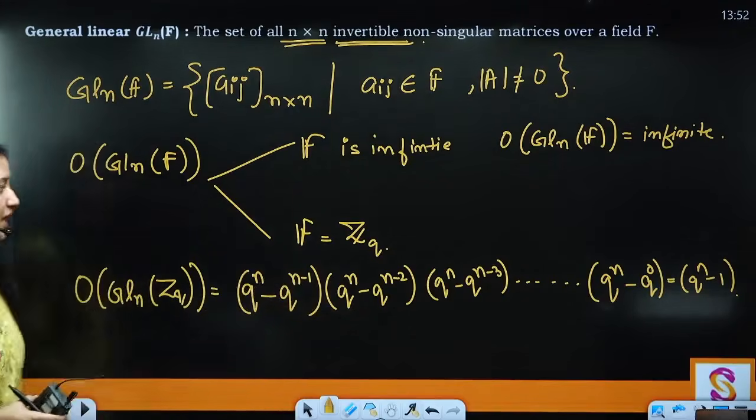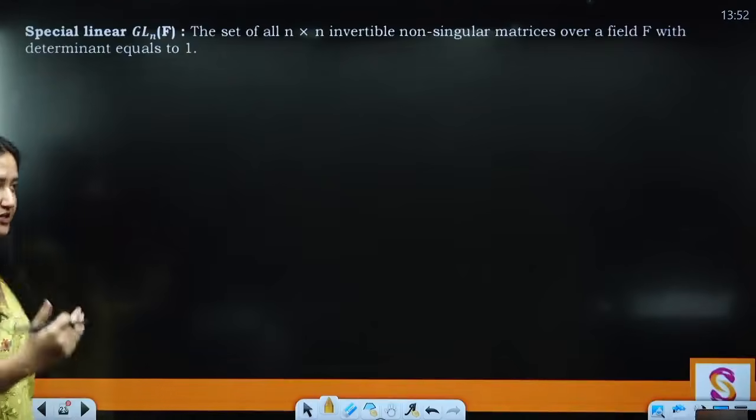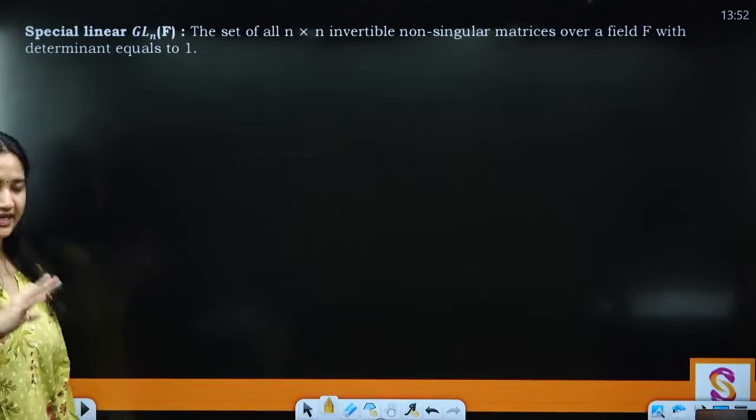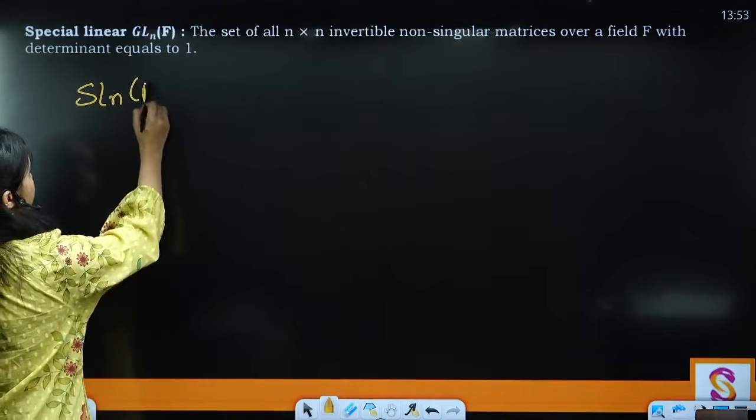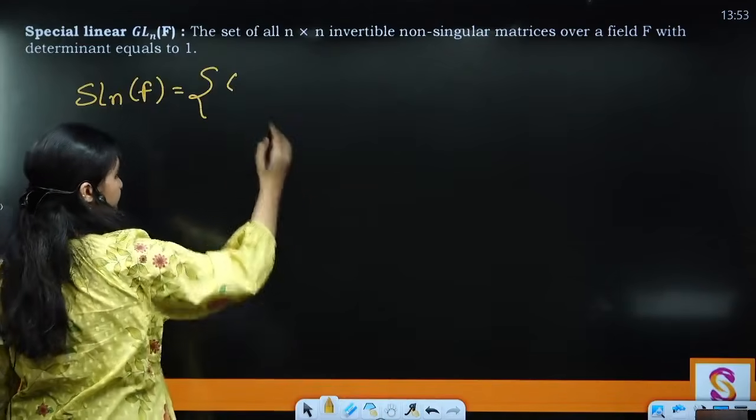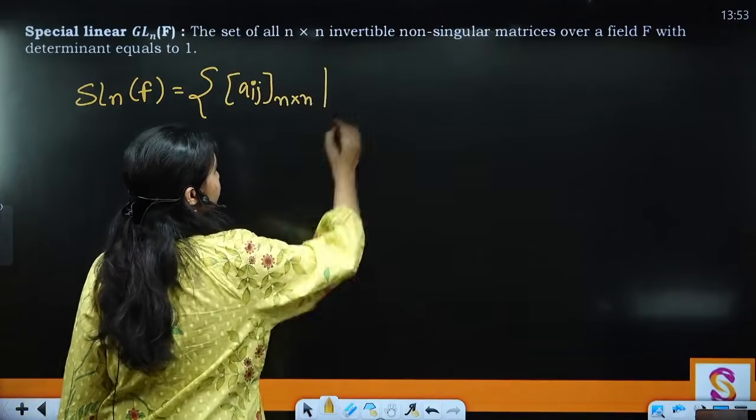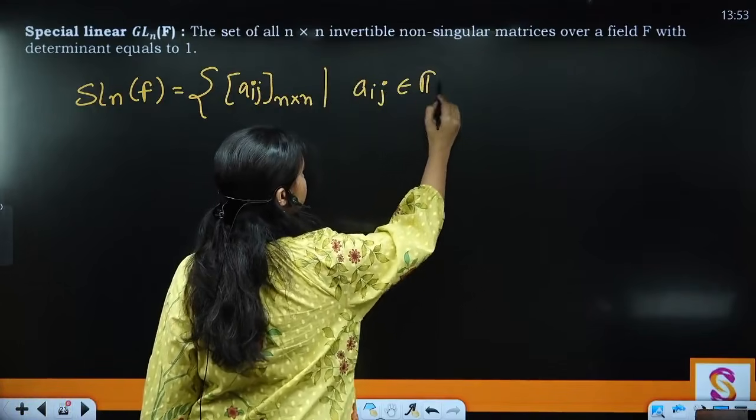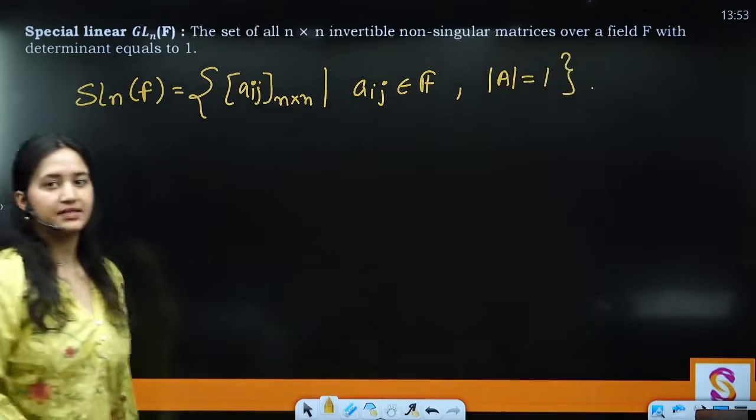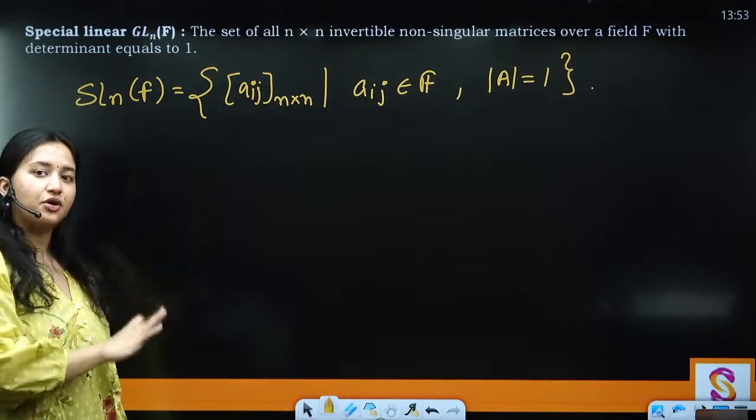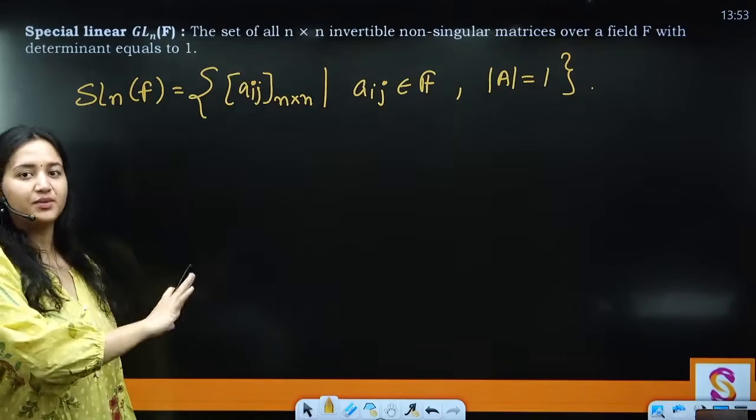Now, the second type of group in this is SLNF, which is a subgroup of GLNF only. And how do we define it? SLNF equals Aij, n cross n matrices, and Aij belongs to the field, but the condition here is that the determinant of the matrices has to be equal to 1. Clear? Here they are non-singular matrices, but the determinant has to be equal to 1. It cannot be any non-zero number. It has to be equal to 1.